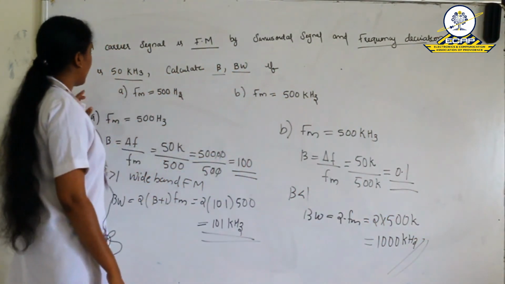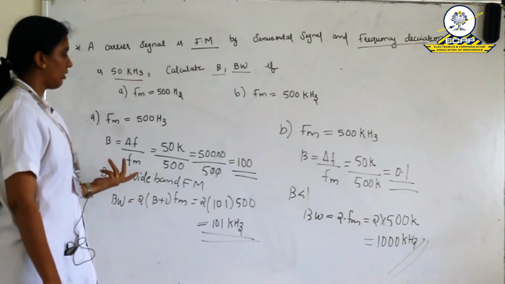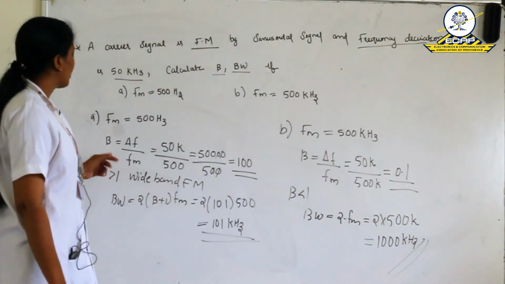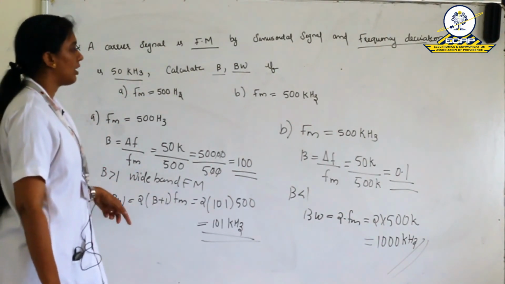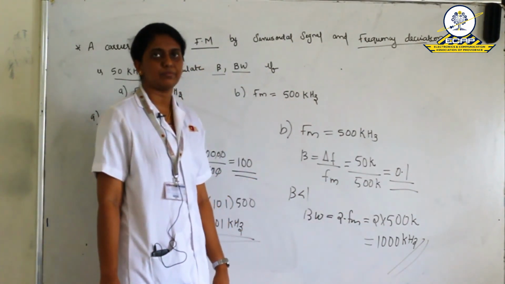First we analyze the fm, then we calculate beta. If beta is greater than 1, it is wide band FM. If beta is less than 1, it is narrow band FM. If beta is greater than 1, apply Carson's rule. Otherwise, we can use the equation bandwidth is equal to 2 into fm.